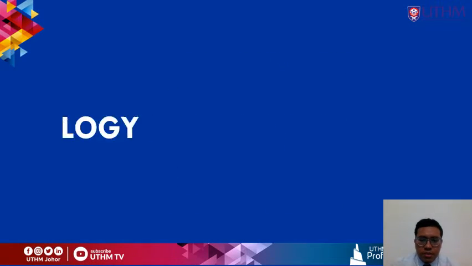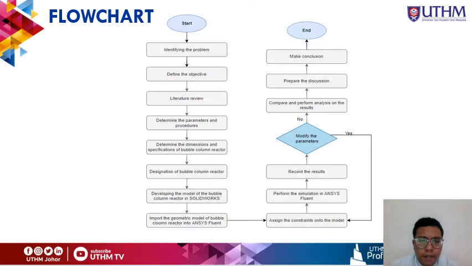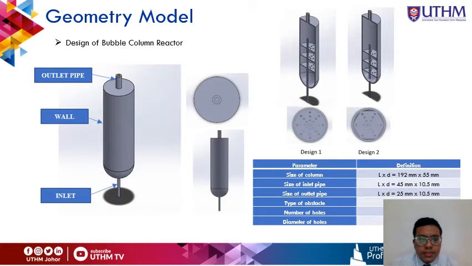Next, for the methodology, shown here is the flowchart of the process of the whole study, and then this is the geometry model of the bubble column reactor. As you can see, this is the design that we have used for the simulation, and some of the main parts of the bubble column reactor includes outlet pipe, wall, and inlet.